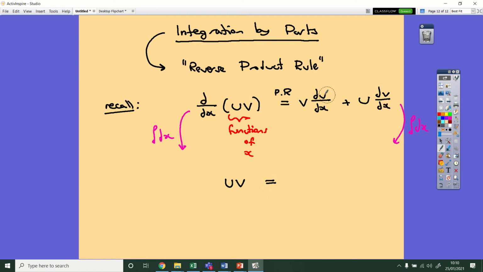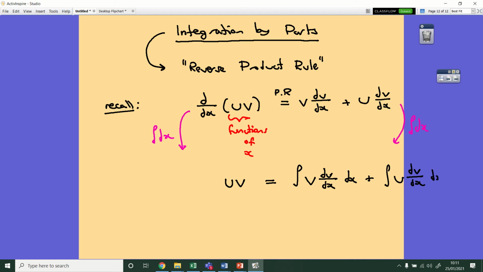Then on the right side, these are separate functions that I need to integrate separately. So this is the integral of v du by dx, times dx, plus the integral of u dv by dx, again times dx. Right, that's integrated both sides.